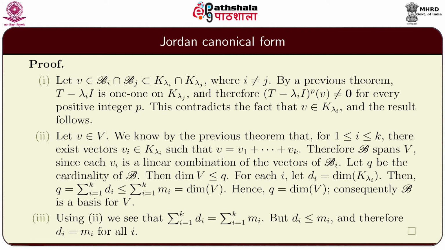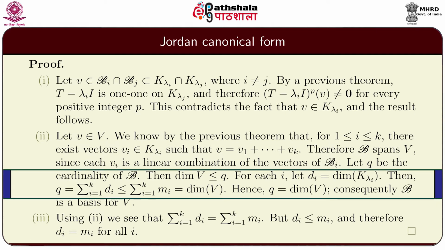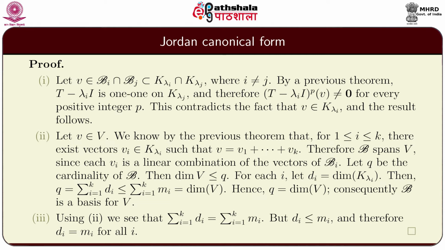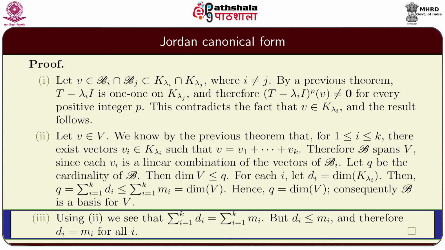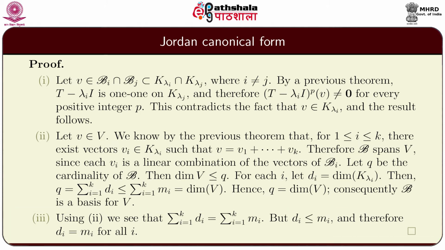Now for each i, let di denote the dimension of the generalized eigenspace K_λi. Then q is equal to the summation i equal to 1 to k of di, which is less than or equal to the summation i equal to 1 to k of mi, and that is equal to dimension of V. Hence q is equal to dimension of V, and consequently B is a basis for the vector space V. In part 3, using 2, we see that the summation of di, i equal to 1 to k, is equal to the summation of mi, i equal to 1 to k, but it is also true that di is less than or equal to mi, and therefore di must be the same as mi for all i, and therefore we are done.